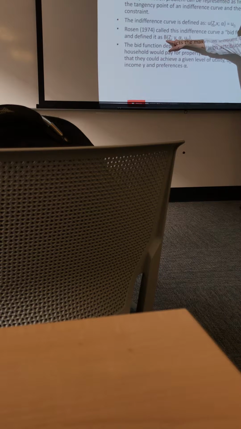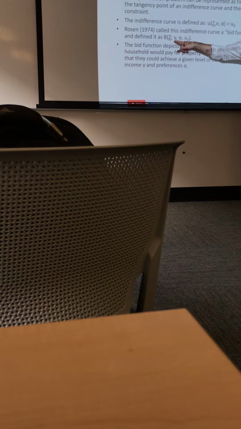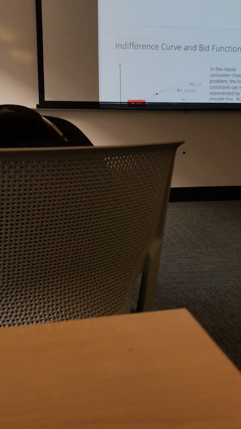So if you think about the level of utility, U0, just some given level of utility, all the combinations of Z and X for a given person with attributes alpha that would yield that level of utility, that's going to be an indifference curve. When Rosen does it, instead he says, what's the maximum somebody would be willing to pay in terms of a house to get a house with attribute Z when their income is Y, their preferences are alpha, and the utility they're getting is U0. Those two things basically mean the same thing.